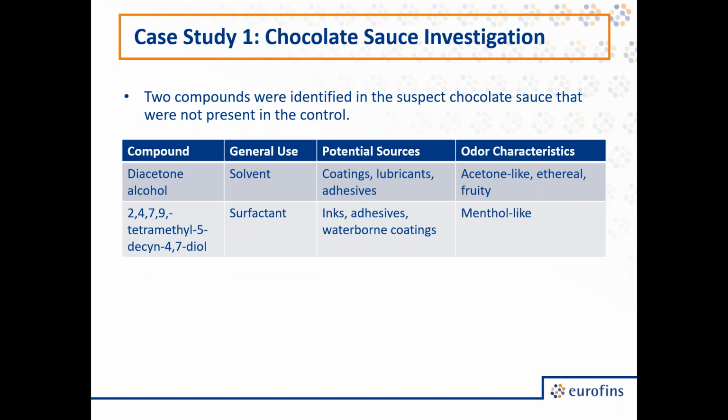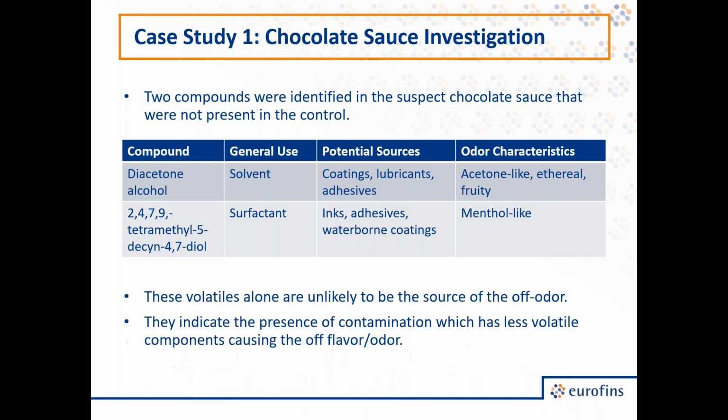These two compounds were identified in the suspect and were not present in the control, and they also have many different potential industrial uses. Diacetone alcohol is a solvent. It can be found in many different coatings and adhesives, and it's known for having an acetone-like or ethereal odor. And tetramethyldecynediol is a surfactant. It can be found in inks, adhesives, and waterborne coatings and similar types of things, and this is known for having more of a menthol-like off odor.